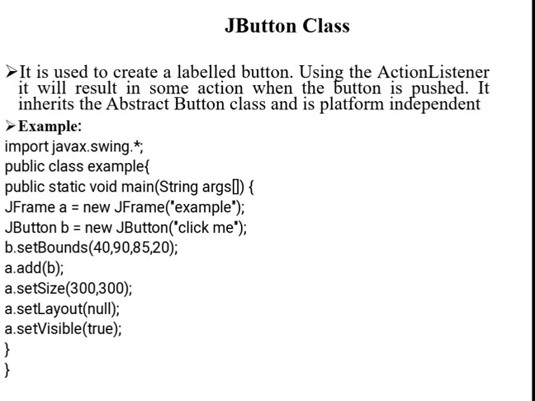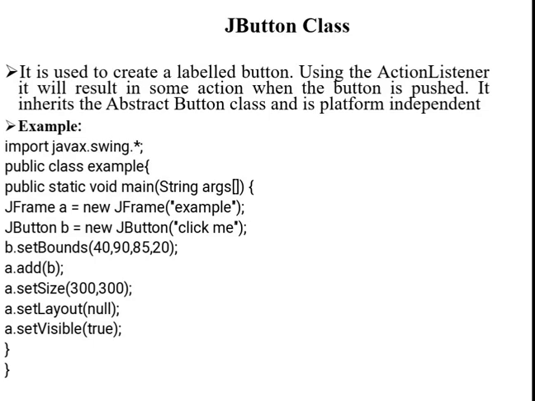B dot setBounds 50 100 230, that is we are setting the bounds. Then a dot add b, that is we are adding the text field to the frame. A dot setSize, we are setting the size of the frame, that is 300 300. A dot setLayout null. A dot setVisible true, curly bracket complete. This is the example that represents how we can use the JTextField class. The output of this program consists of a frame with the name of example. It includes the text field with the name of edureka.